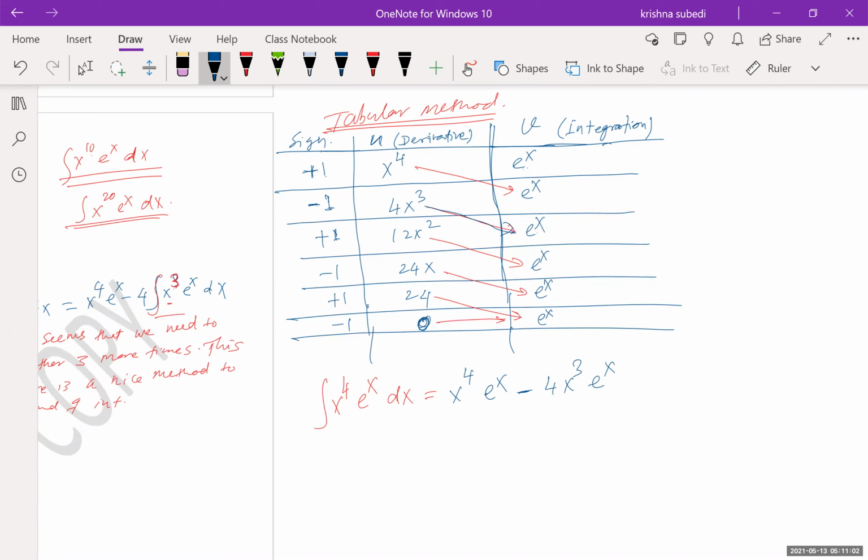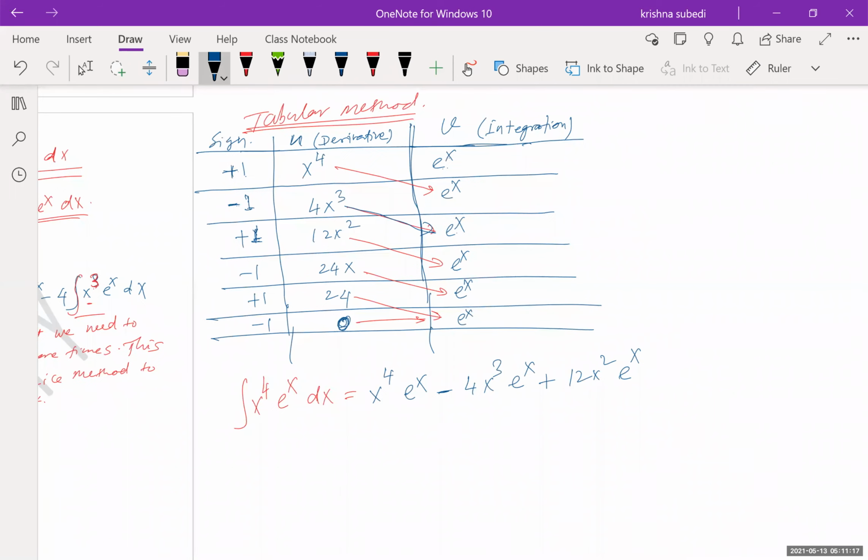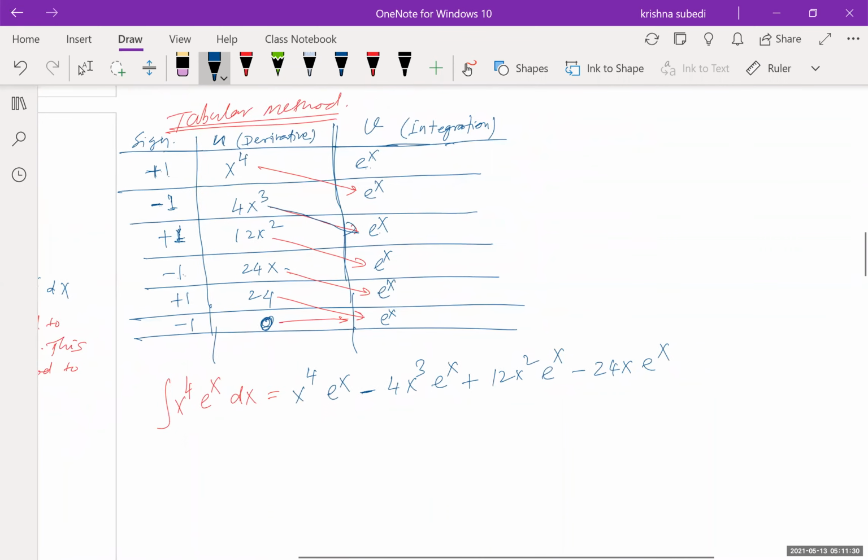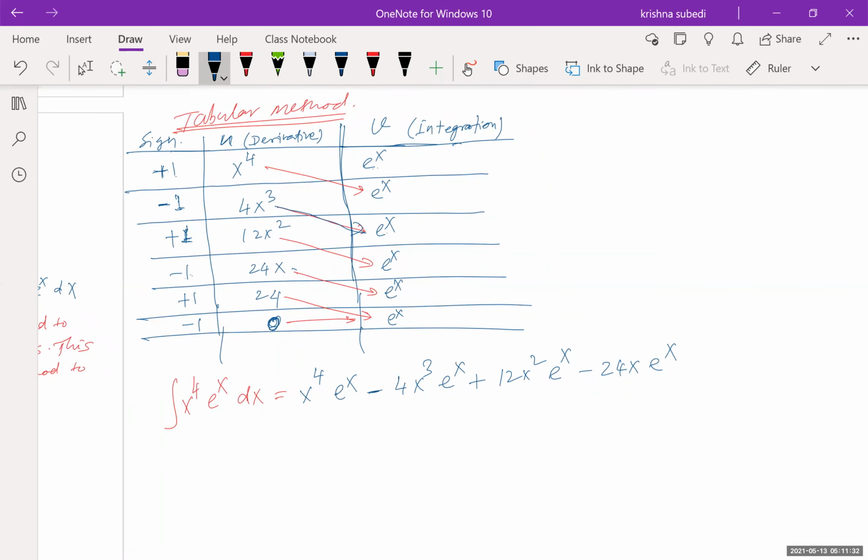Now, when you go to the third row, that will be positive 1. So 1 times 12x squared is 12x squared, and then go one step down there, e to the x. And now the fourth row: it will be negative 1 times 24x, which is 24x. And this 24 goes there, which is e to the x. Just multiply them. And then the next one will be positive 1 times 24 is 24, and e to the x.